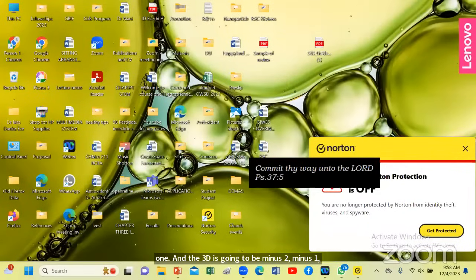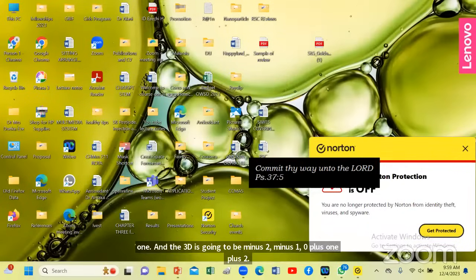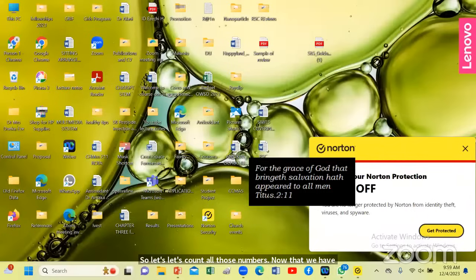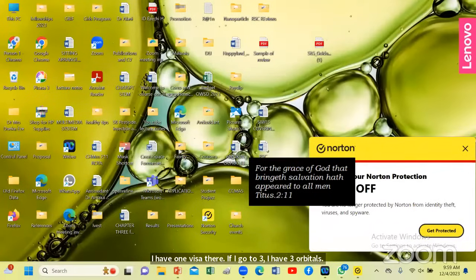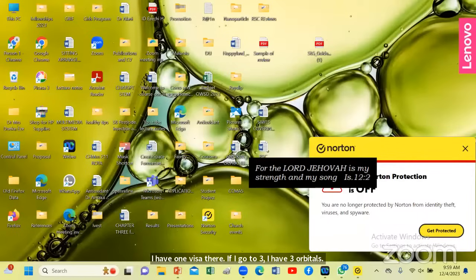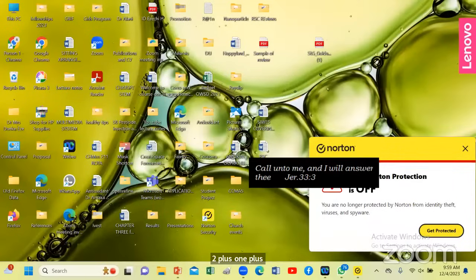So let's count all those numbers now that we have. We are counting them as values. Do you understand? So 0 is 1, -1 is 2. I've counted the one of 3s. I have 1 orbital there. If I go to 3p, I have 3 orbitals: -1, 0, +1, I'll write 3. So 3s is 1 orbital. 3p is 3 orbitals. 1 + 3 is 4 orbitals, isn't it? Now, for the 3d, I have -2, -1, 0, +1, +2. So I have 1, 2, 3, 4, 5. I have 5 orbitals.